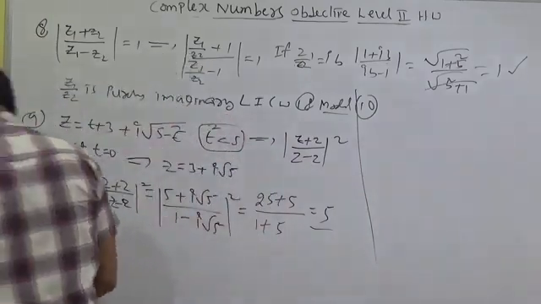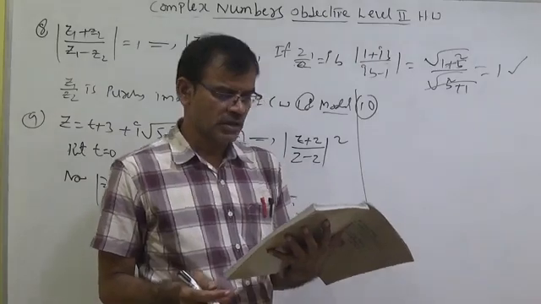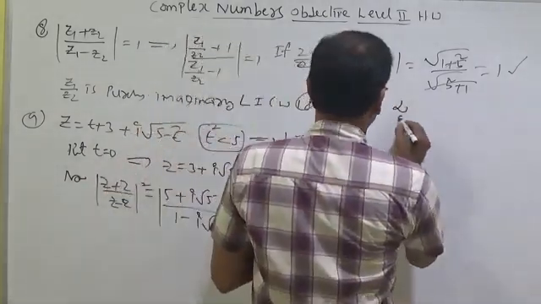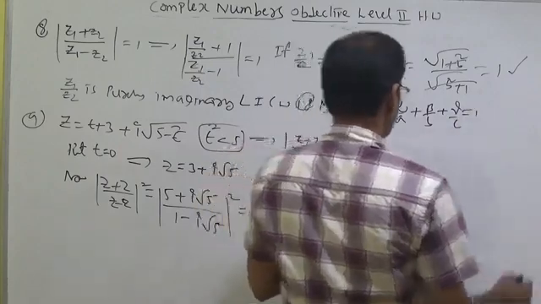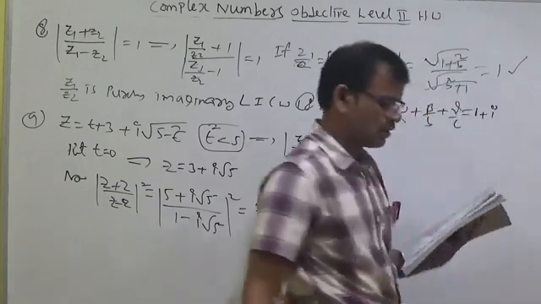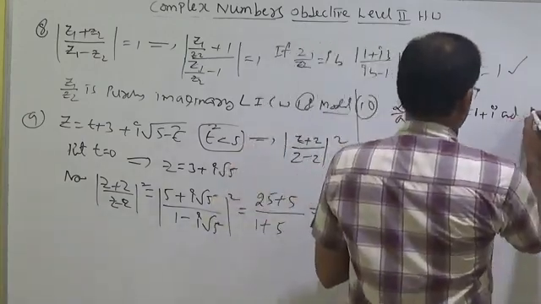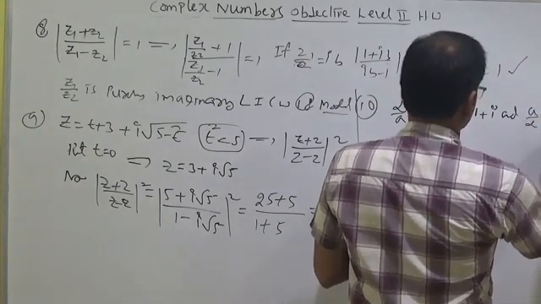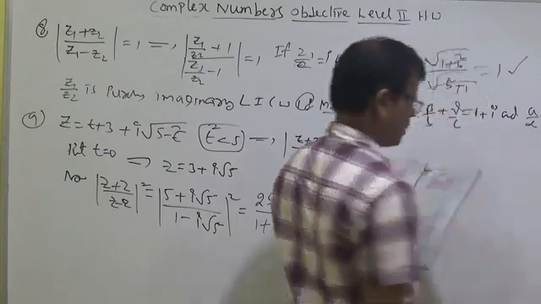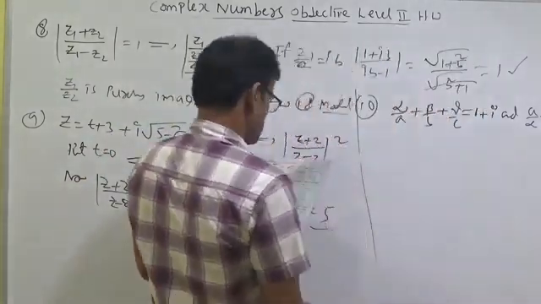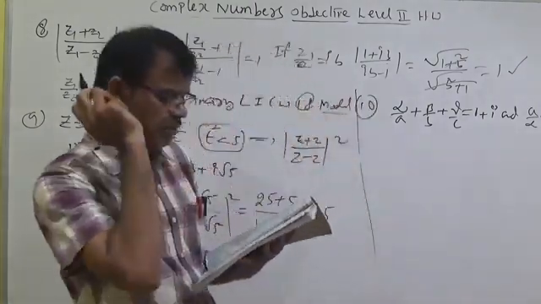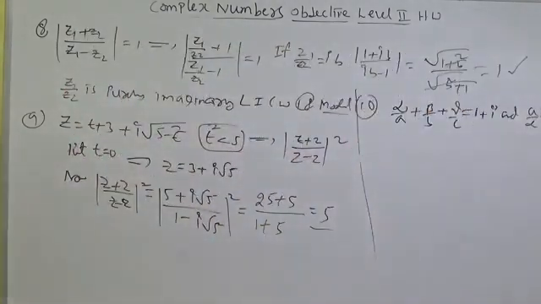10th question. If alpha, beta, gamma and A, B, C are complex numbers such that alpha by A plus beta by B plus gamma by C is equal to 1 plus iota, and A by alpha plus B by beta plus C by gamma equal to 0, then find the value of alpha square by A square plus beta square by B square plus gamma square by C square is equal to dash.